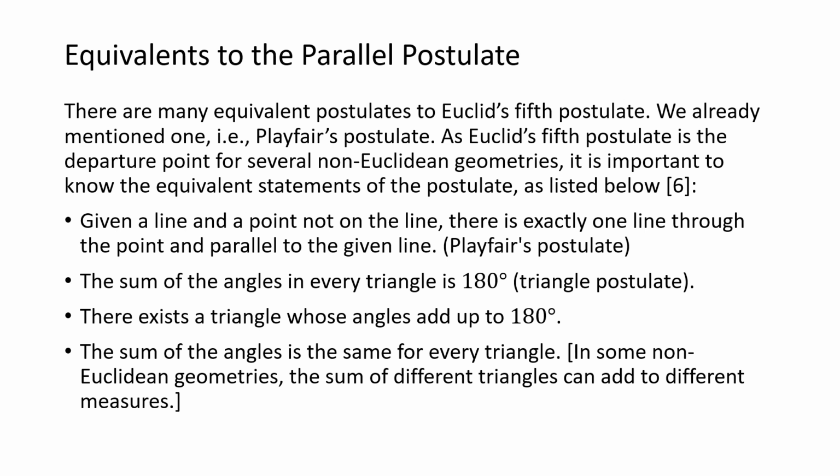The next one: the sum of the angles in every triangle is 180 degrees. That's called the triangle postulate. That's in turn equivalent to there exists a triangle whose angles add up to 180 degrees, and the sum of the angles is the same for every triangle. And that's not true in some non-Euclidean geometries, as we'll see.